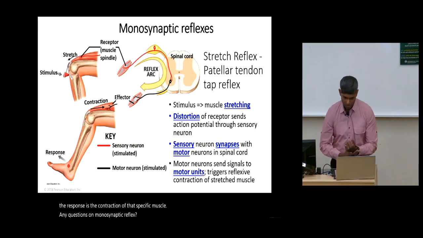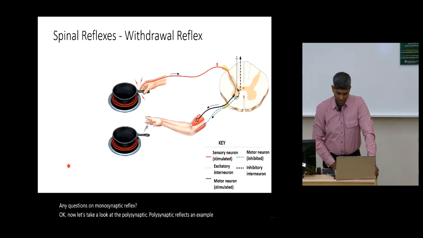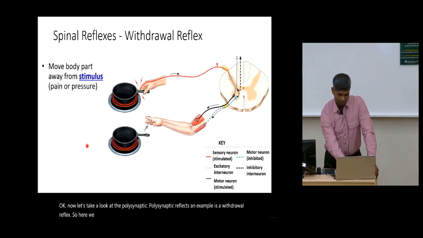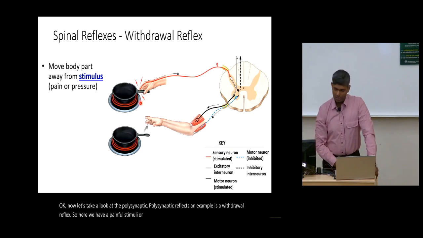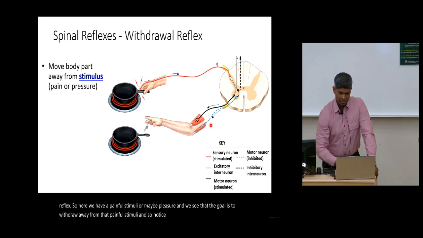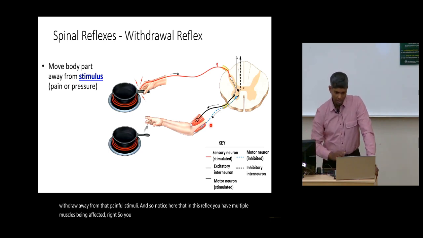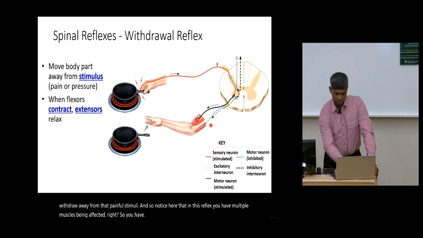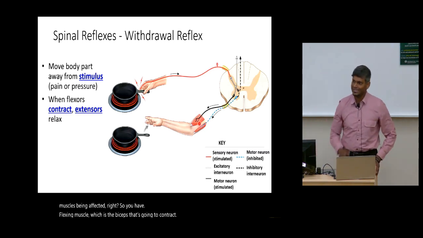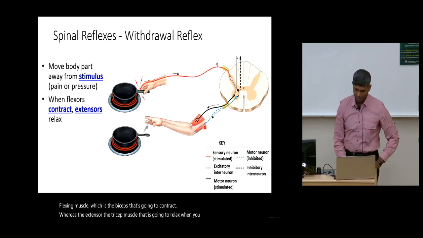Okay, now let's take a look at the polysynaptic reflex, and the example is a withdrawal reflex. So here we have a painful stimulus or maybe pressure, and the goal is to withdraw away from that painful stimulus. Notice that in this reflex you have multiple muscles being affected. You have a flexing muscle, the biceps, that's going to contract, whereas the extensor, the triceps muscle, is going to relax when you have the withdrawal reflex.